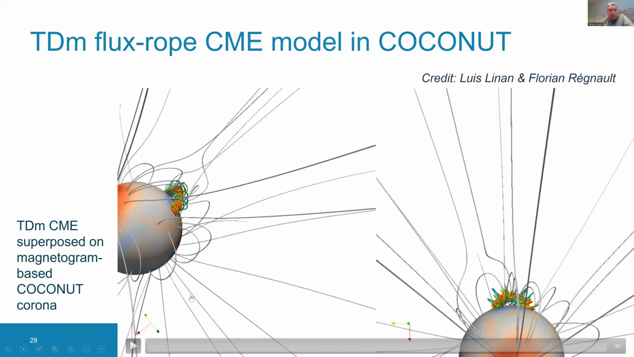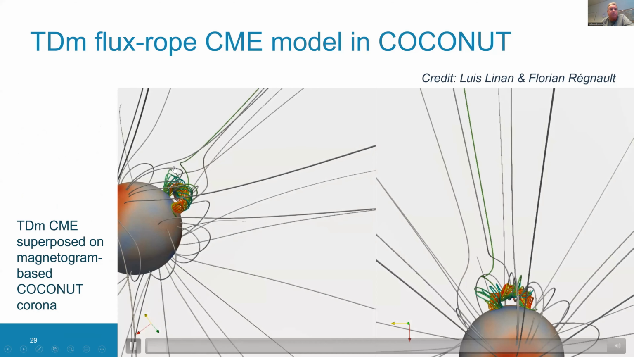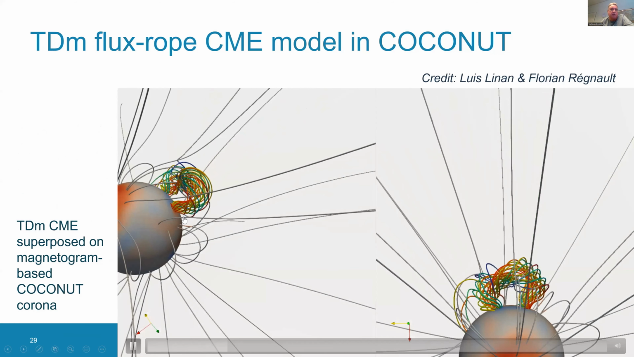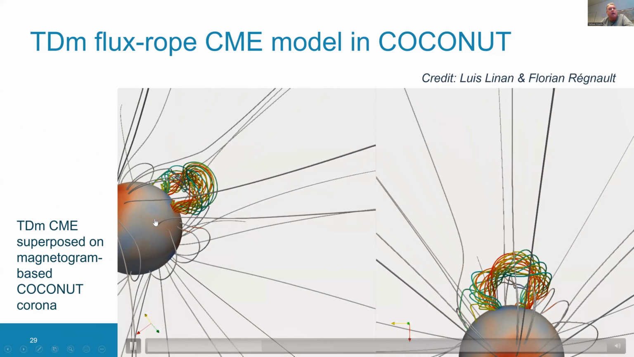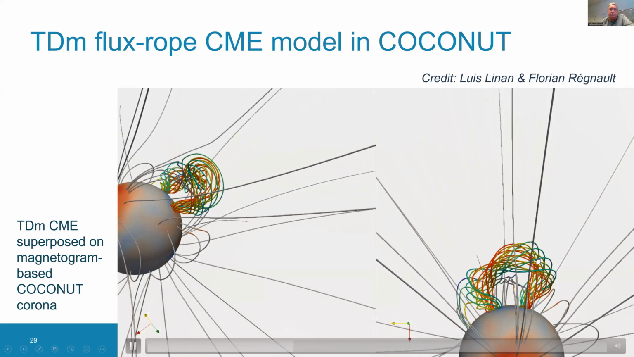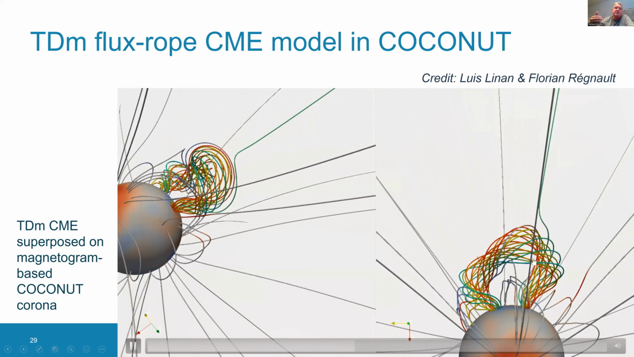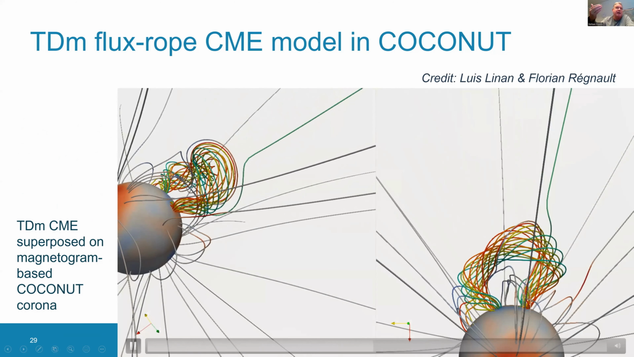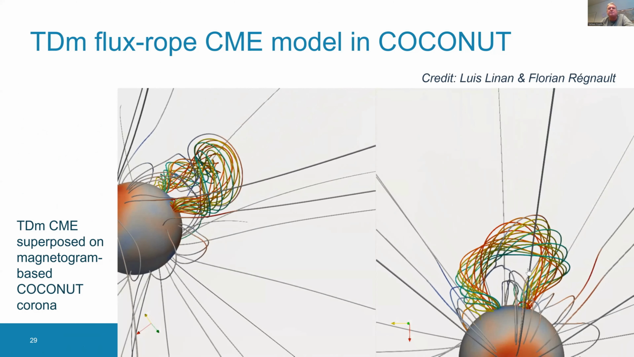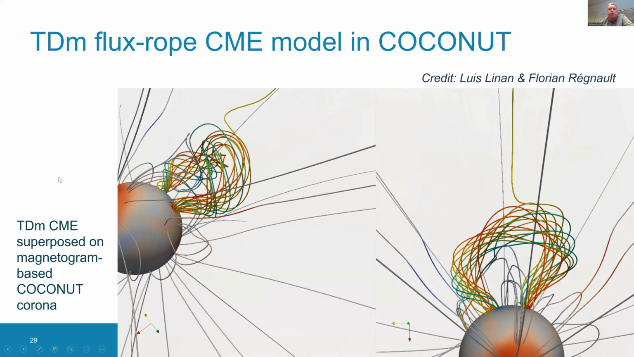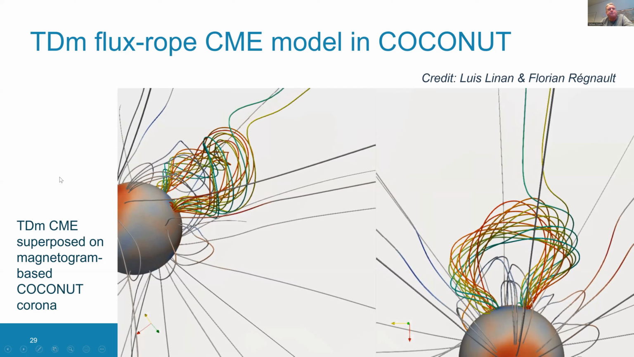On top of this corona model, we also can launch flux-rope CMEs. This is a modified Titov-Démoulin model that we can put on top of this COCONUT coronal model, and then we can let it evolve. And here you see that it is working. It's going slow, of course, because now we cannot do the implicit time stepping anymore. We need the time accuracy, so we need to have small time steps. But it is possible to do that, and we are going to try to exploit it in the near future.